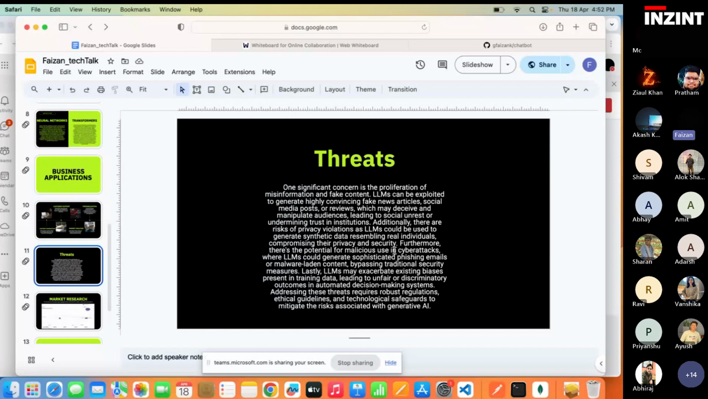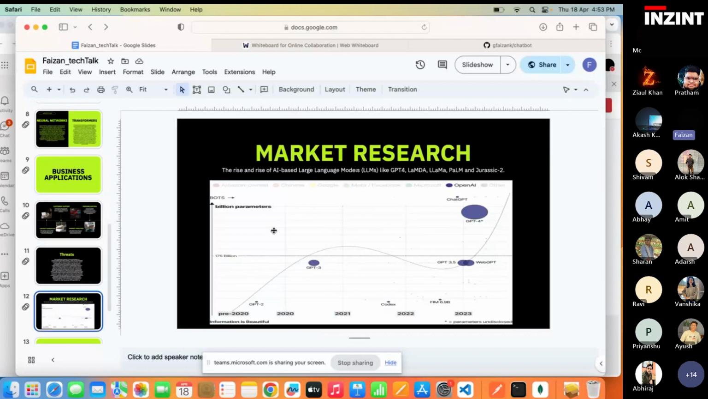Moreover, fostering collaboration and knowledge sharing within the AI community can facilitate the development of best practices and standards for responsible AI use. So this can further enhance the control of threats posed by generative AI. These were some of the tools we can use to control threats.